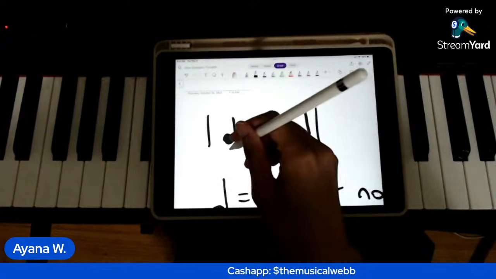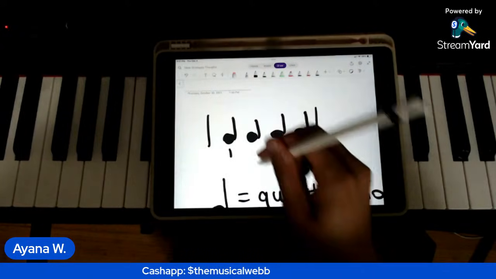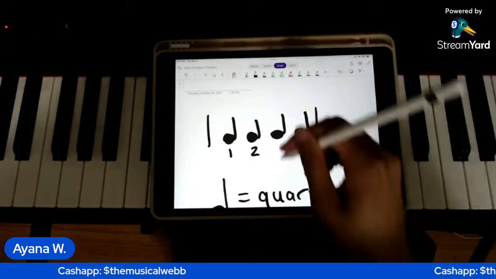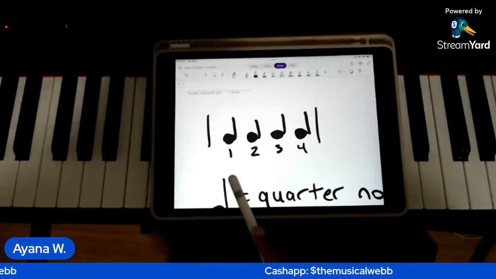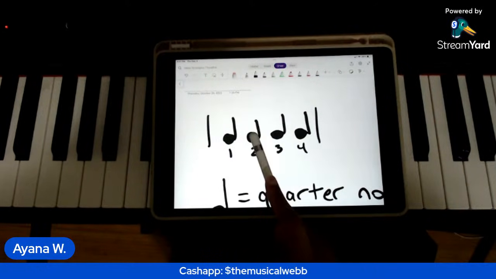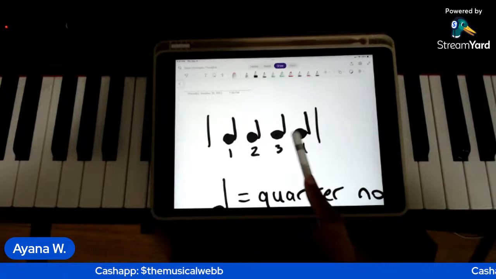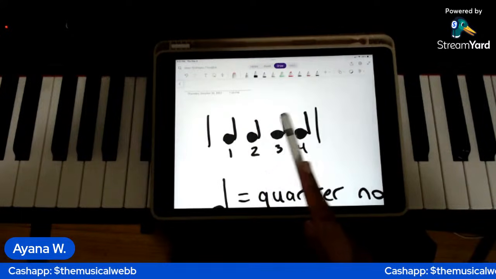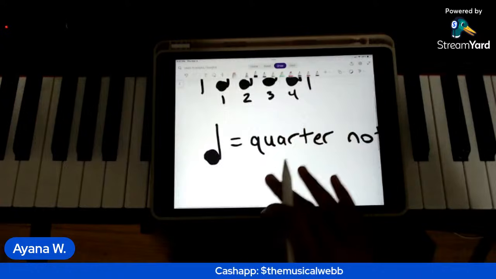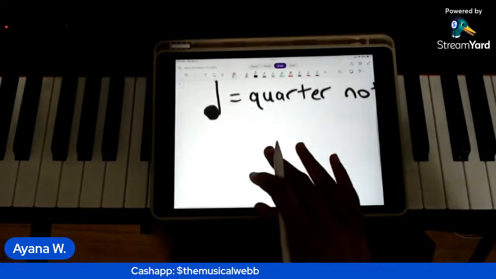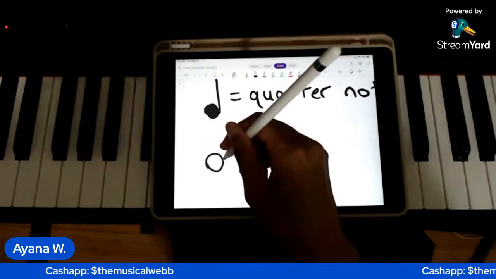With this quarter note taking up beat 1, this one taking up beat 2, this one coming in on beat 3, this one coming in on beat 4. So they would be counted 1, 2, 3, 4. 1, 2, 3, 4. Right? So that's one example.